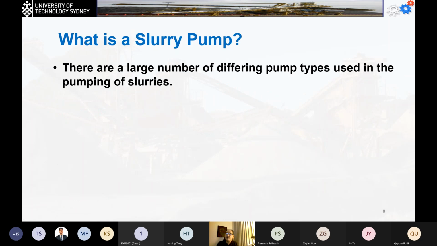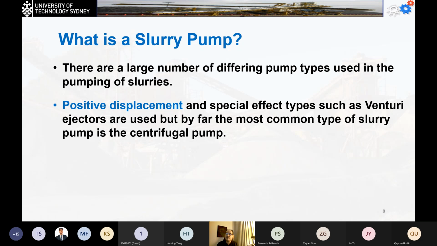In slurry pumping, a number of different pump types are used. We usually have positive displacement and special types such as Venturi ejectors, which are also used, but by far the most common type is the slurry pump. It's going to be the centrifugal pump because it's easiest to manufacture, easiest to maintain, and can send the material at the highest flow rate using less power.